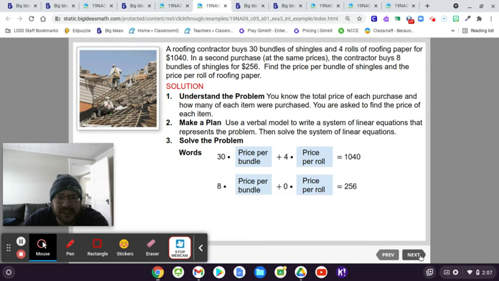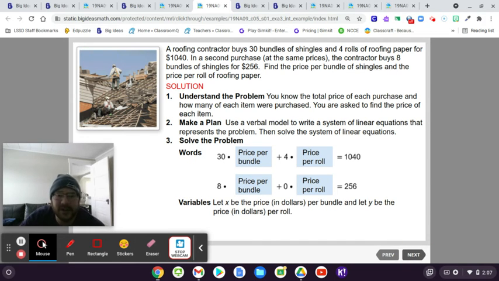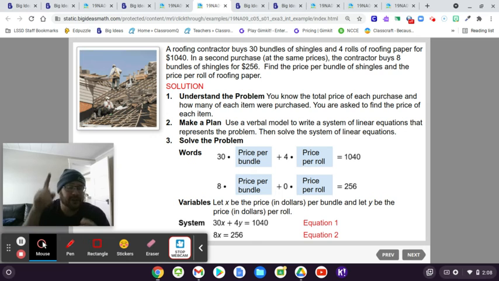All right, so hopefully you came up with something similar to this. I'm just going to go through this first example. So 30, and then you use whatever variables you want. They're using x for bundles and y for rolls. So 30x plus 4y equals 1,040 would be that first equation. And then the second equation, they didn't buy any rolls, it's just straight up 8 bundles. So 8x equals 256. You could then graph these, and you would find out a solution to this problem. We're not going to do that because I want to jump into 5.2. So anyway, this is one way to solve it: you graph both of them and you find the point of intersection on a graph.